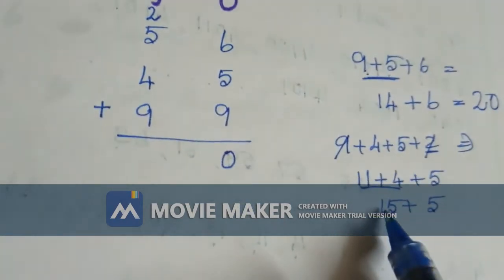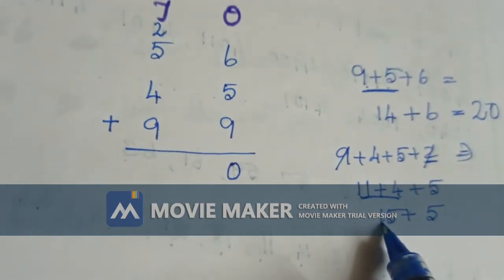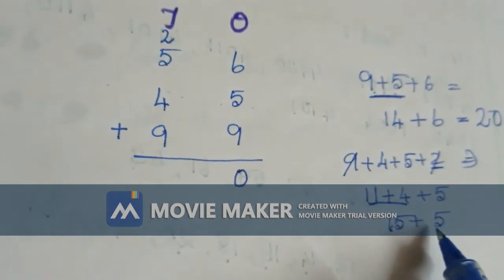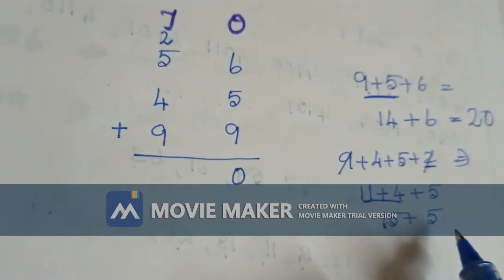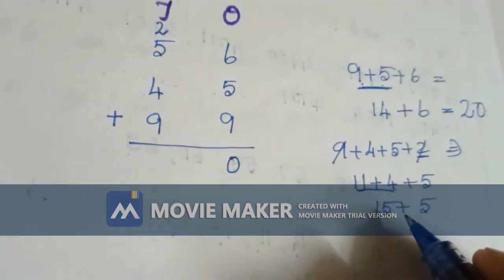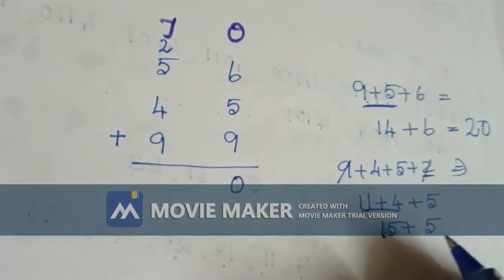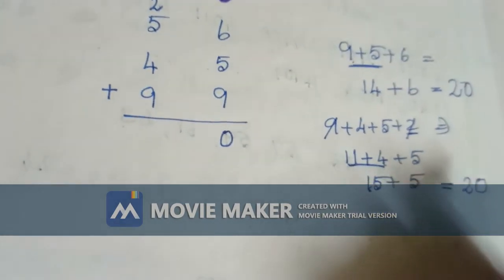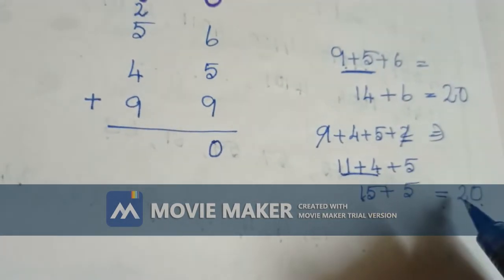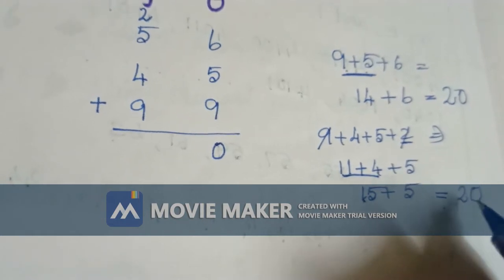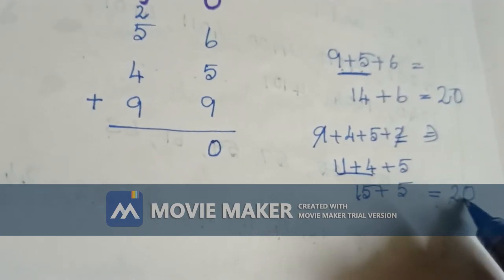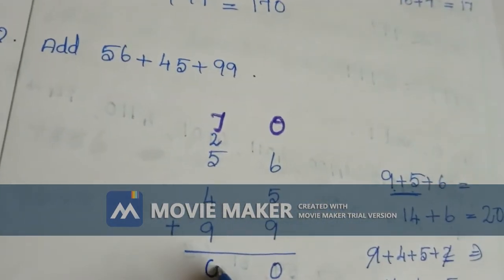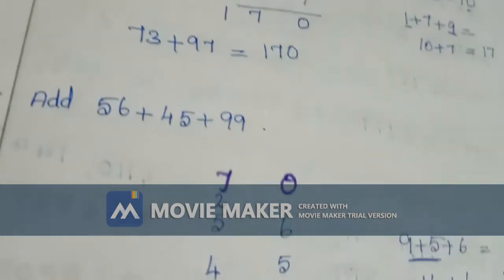Okay, children, here also the bigger number is 15. You have to keep 15 in your mind, and the smaller number is 5. You have to take this 5 on your fingers. So 15, after that 16, 17, 18, 19 and 20. So the answer is 20. So 20 tens. You have to regroup 20 tens as 0 tens and 2 hundreds. So you have to write 0 in the tens place and 2 in the hundreds place.